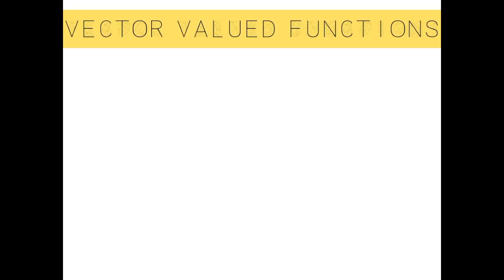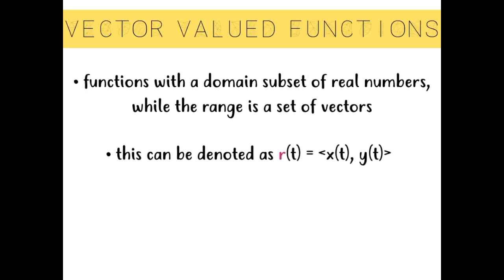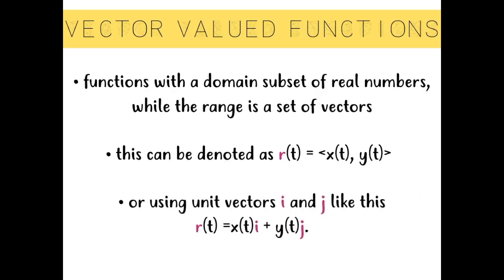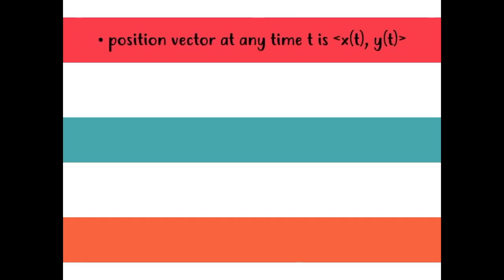Vector-valued functions. These are functions with the domain subset of real numbers while the range is a set of vectors. This can be denoted as the following, or through using unit vectors like this. There are three vector types that we can use to describe particle motion.